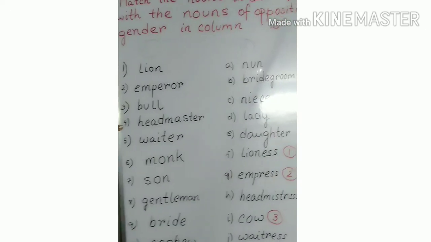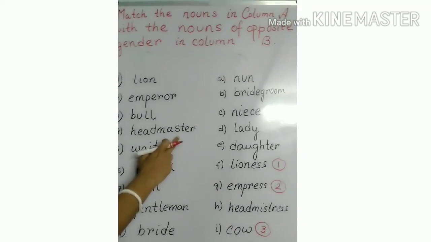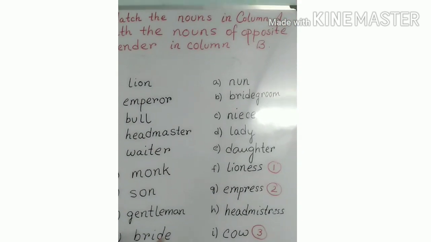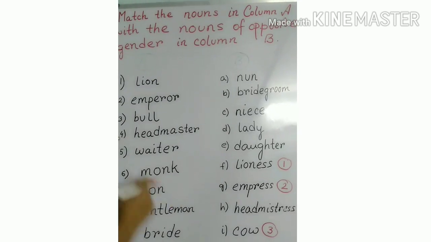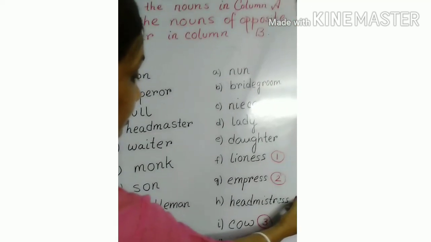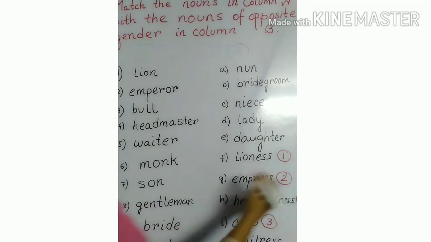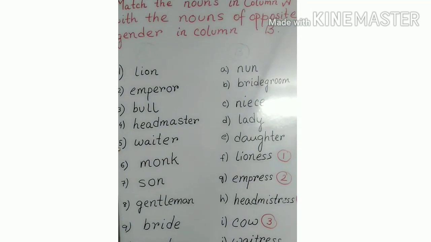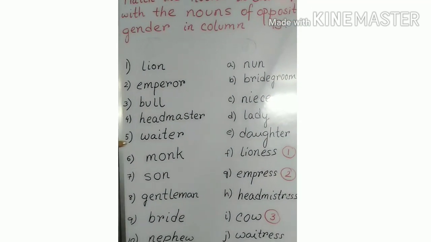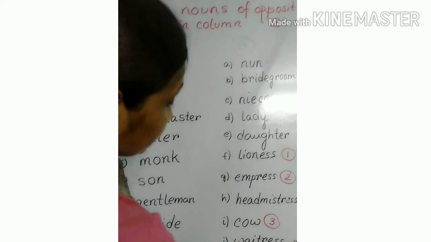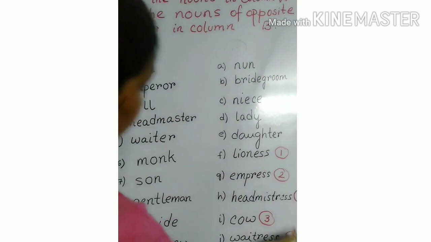Next we have 4, that is headmaster. The opposite gender is headmistress. It's 4. We have headmistress here. So we are going to write 4. Waiter. The opposite gender of waiter is waitress. The last one of column B. So we will put number 5 here like this.